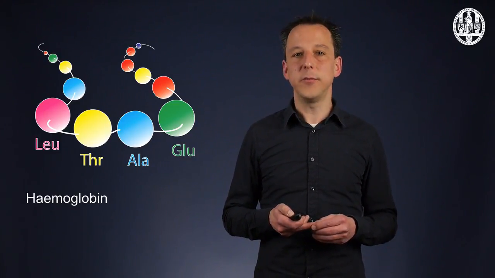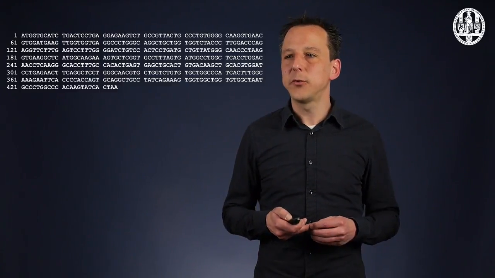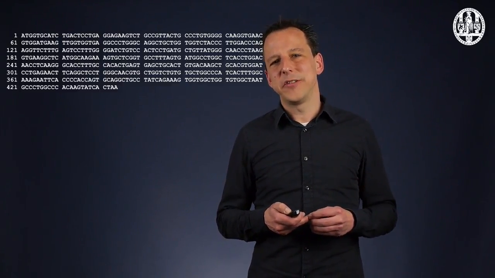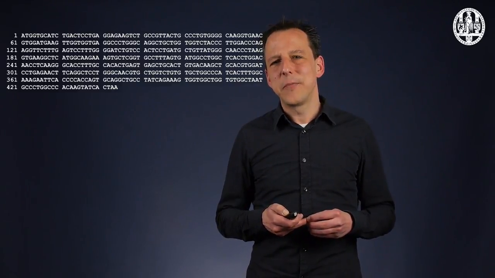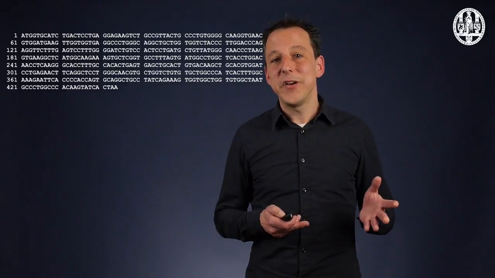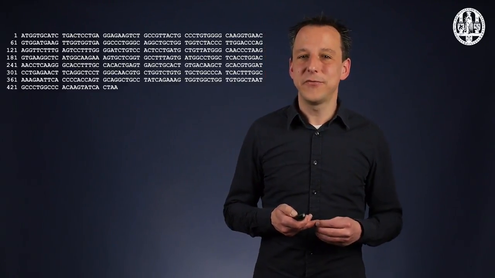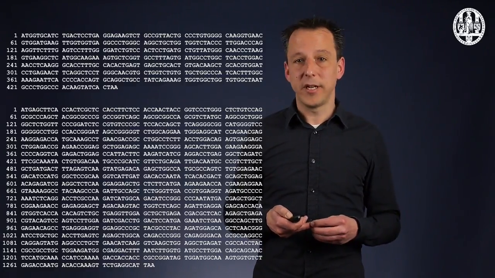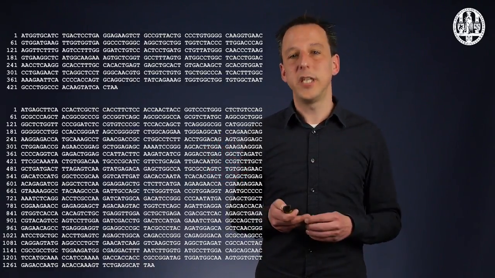And the whole code for hemoglobin is around 420 nucleotides long. If the coding sequence is 420 nucleotides long, how long then is the protein? Divided by 3? Yes, around 140 amino acids. This, for instance, that's the recipe for keratin. And you can find all those sequences on the internet.